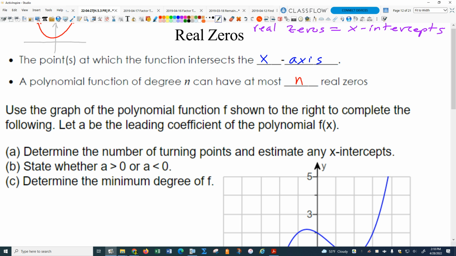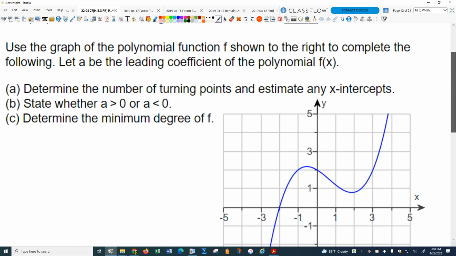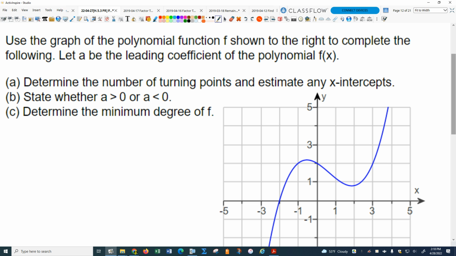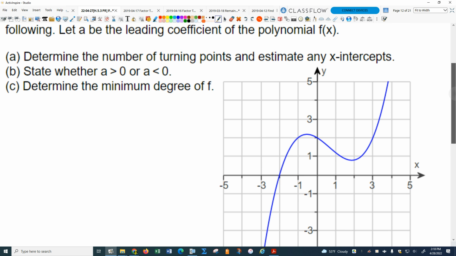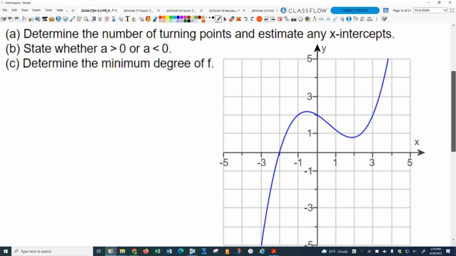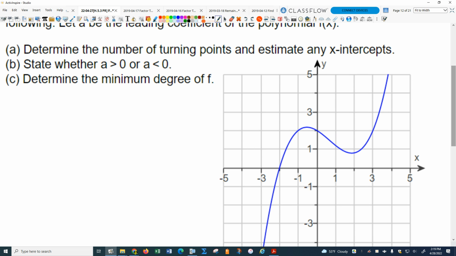Okay, so now let's just practice with this a little bit. We've just got some new relationships here about graphs of polynomials. Use the graph of the polynomial function shown to complete these questions. Let a be the leading coefficient of the polynomial. So determine the number of turning points and estimate any x-intercepts. How many turning points do you see? 2. Okay. So the number of turning points is 2, and estimate any x-intercepts. Well, what do you think? What's the x-intercept?